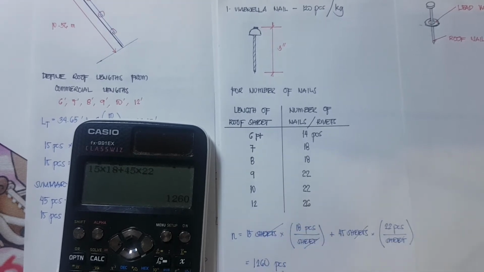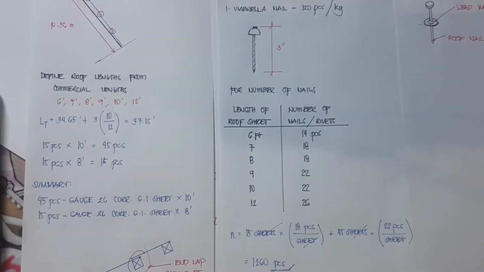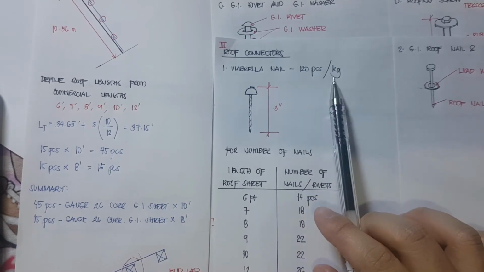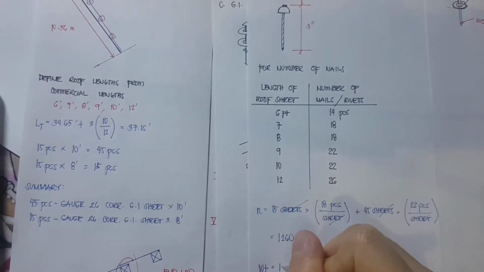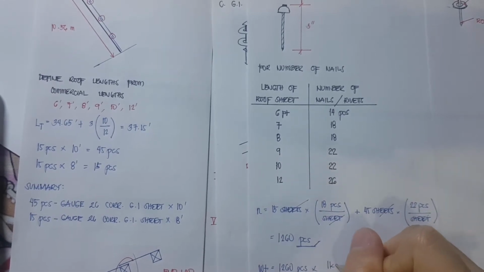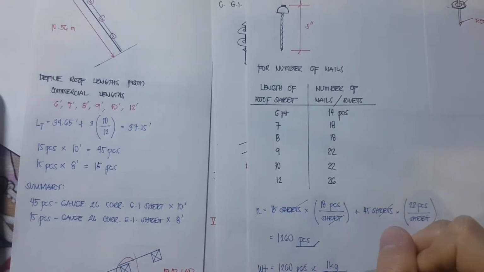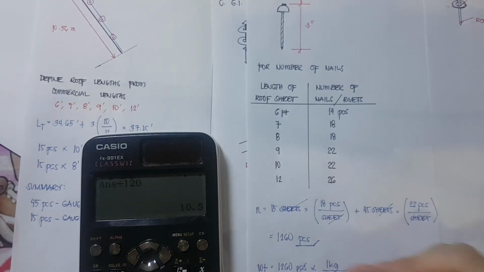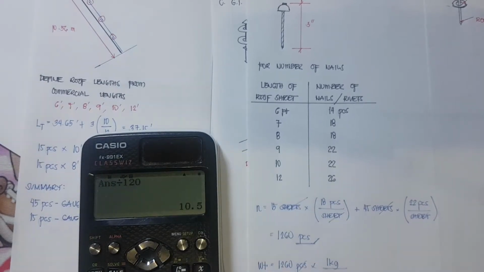Pero ang bentahan yan sa market would be in kilograms. Okay, so we need to convert pieces into kilograms. And according to our data, 120 pieces is equivalent to 1 kilogram. Okay, so the weight is equivalent to 1,260 pieces times 1 kilogram over 120 pieces. So pieces will cancel out. Therefore, the weight is equivalent to 10.5 kilograms. And this is okay.